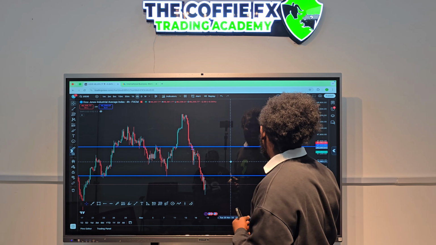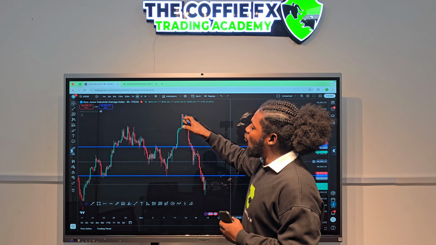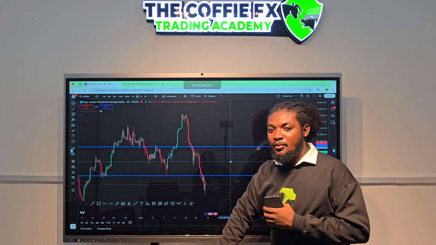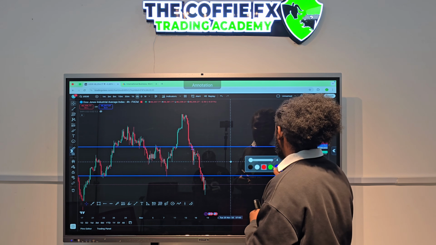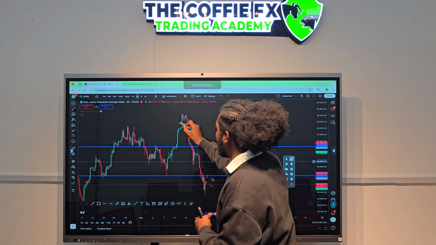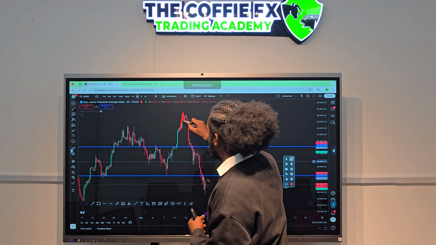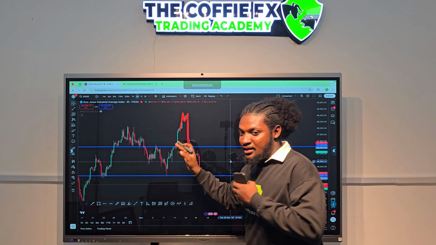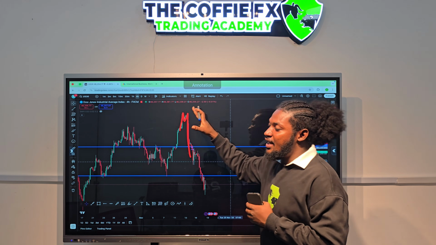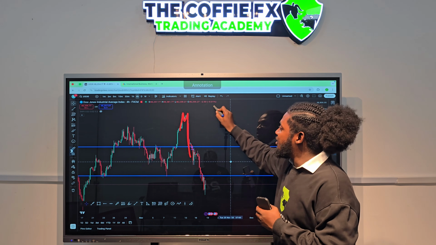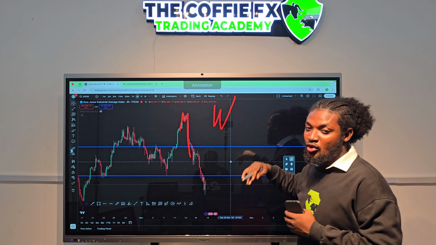What pattern can you guys see here? Can you just drop it in the comment section? You can see an M pattern here. What does an M pattern tell you? It tells you price is bearish. And the W tells you price is going to be bullish, right?